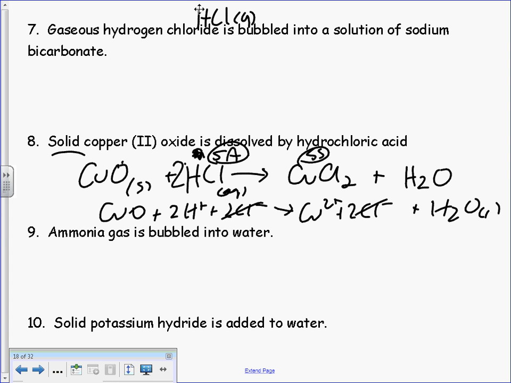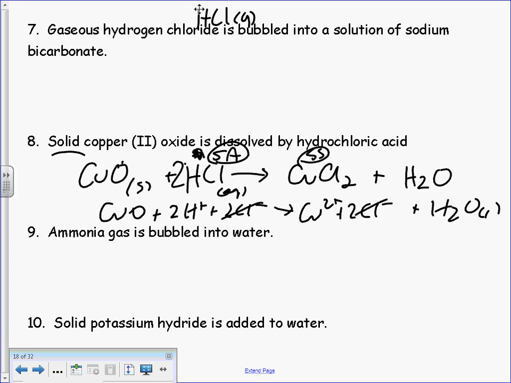What color is this solution? Blue. How do you know? Copper 2 is blue. It's just copper 2 ion in water, so that's the only thing that's there, so it's a blue solution.